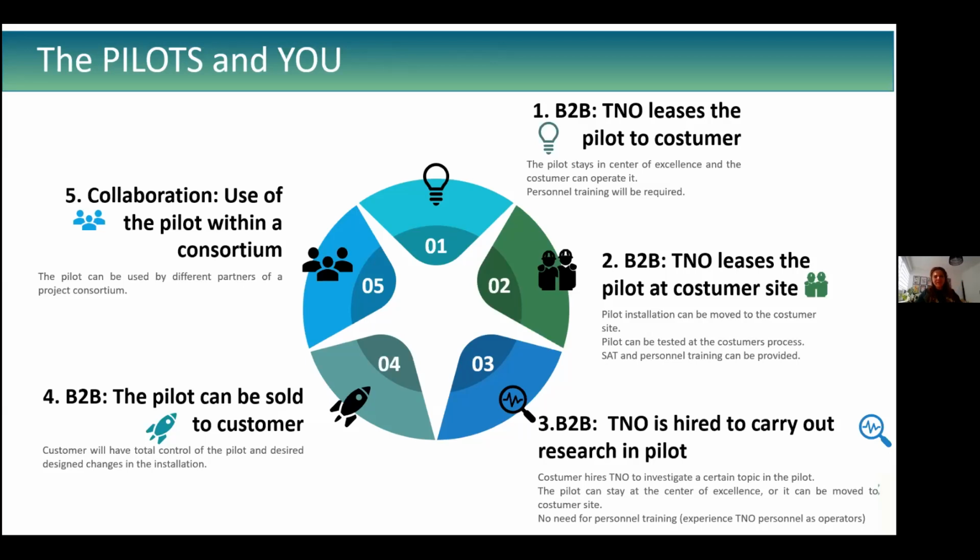Very briefly, these are the 5 models we have in mind of how you, as a company, can interact with these pilots. So the first model is TNO leases the pilot to the customer. So the customer can operate the installation in the field lab, and of course, training can be provided by TNO. The second model is very similar. So TNO will lease the pilots, but the installation can be moved to the customer side.